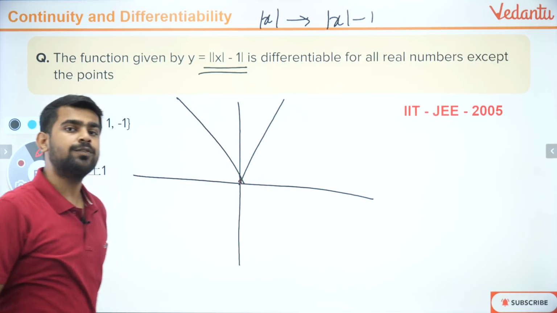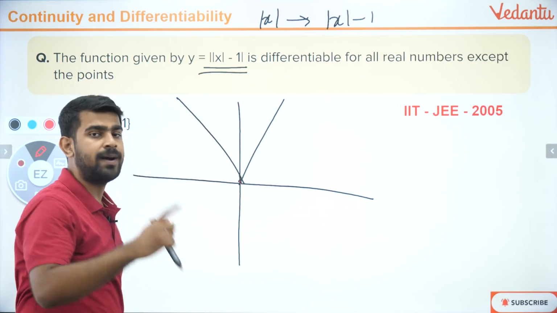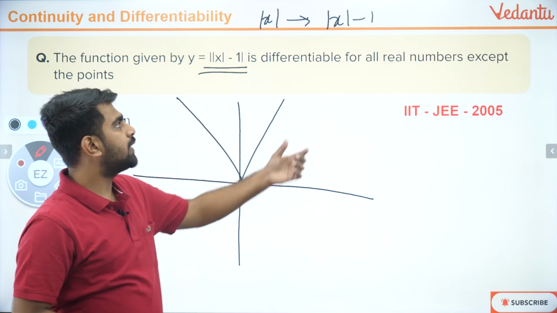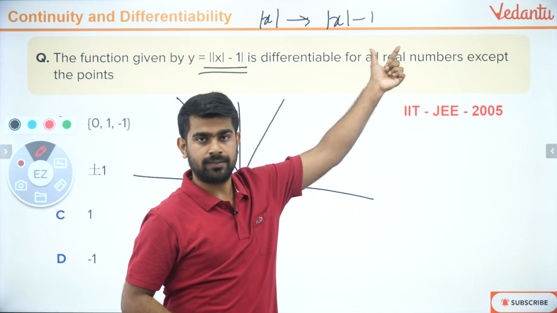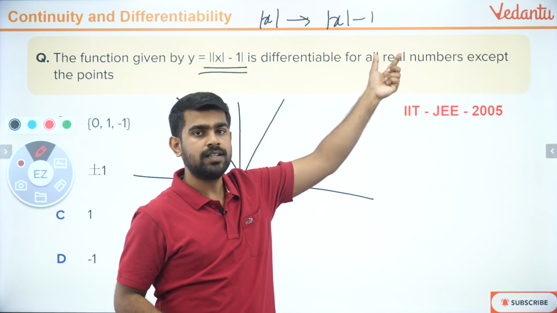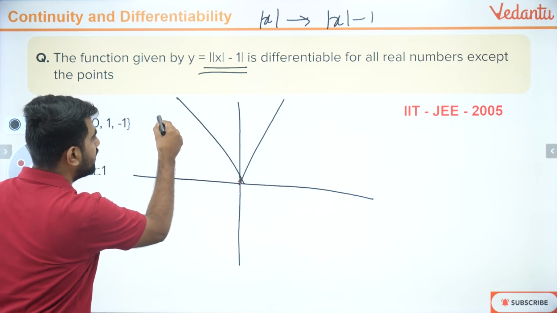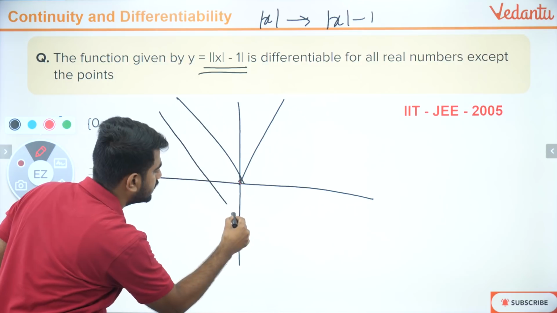So when I say mod x minus 1, this mod x graph will shift downwards by 1 unit, because from the function, I'm subtracting 1. What am I doing? From the function, I am subtracting 1. So it will come down by 1 unit. So if it comes down by 1 unit, it will be like this.